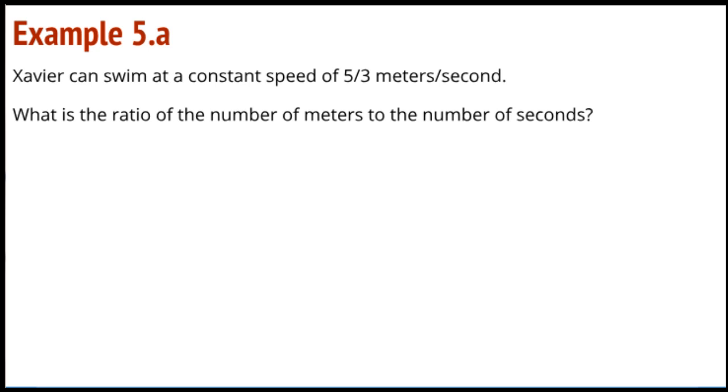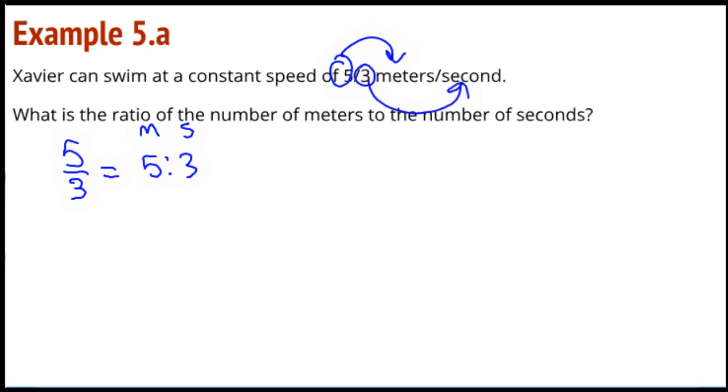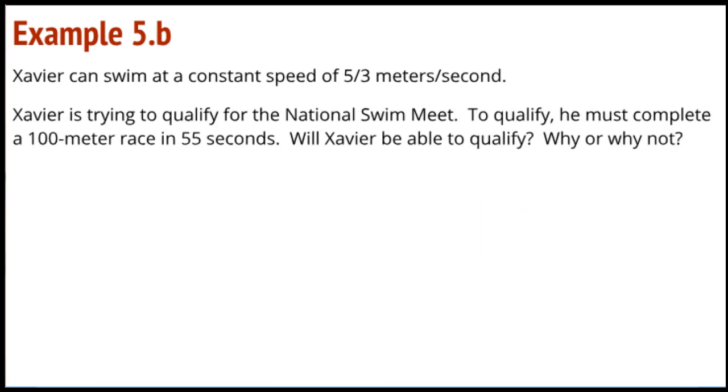All right, Xavier can swim at a constant speed of 5/3 meters per second. So I know that I've got this 5/3 as my unit rate, and I know that that is going to be a ratio of 5 to 3, and it's meters and seconds. So the 5 connects to the meters, the 3 connects to the seconds, and the ratio of the number of meters to the number of seconds is 5 to 3. And we're going to use that to answer a couple of questions. So my ratio was 5 to 3.